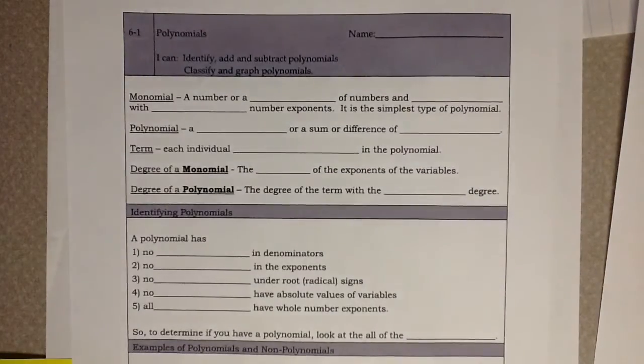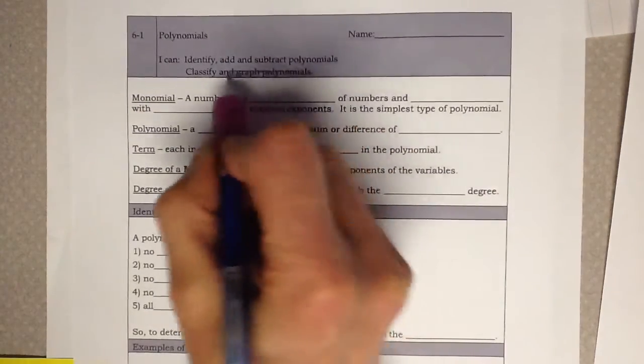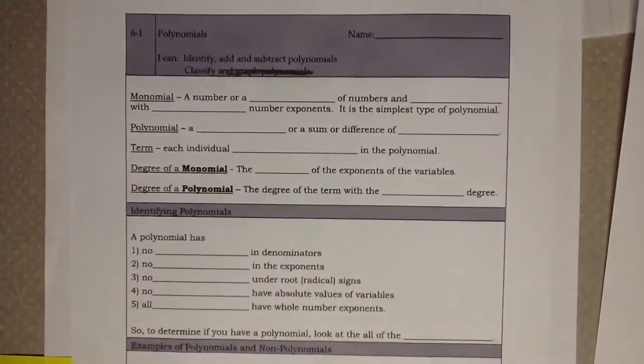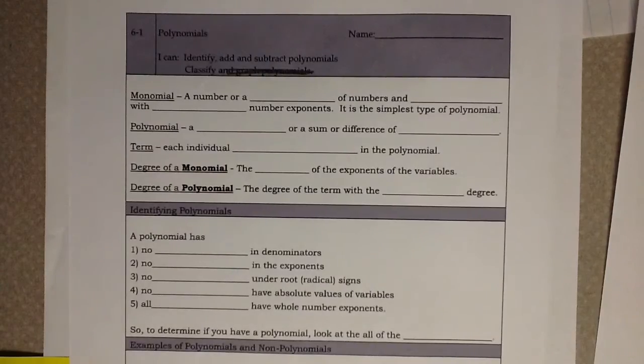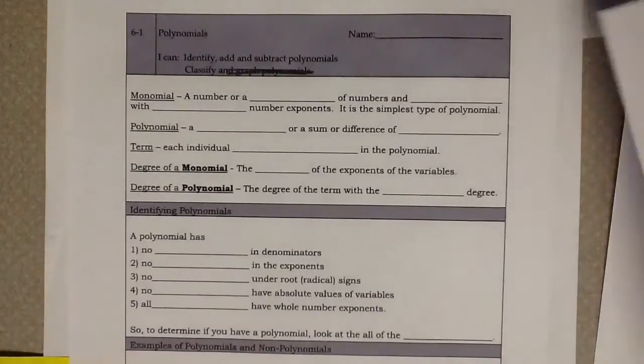In Unit 9, we're going to be working with polynomials, and for Section 1, I want you to be able to identify, add, and subtract polynomials, and also to classify them. We're going to cross off this graphing part right here, so we don't have to worry about that. Before we get started, there are some vocabulary words that I want to go over.